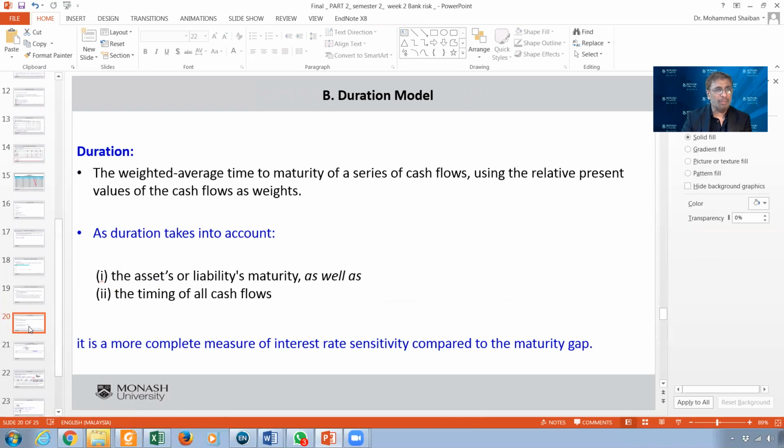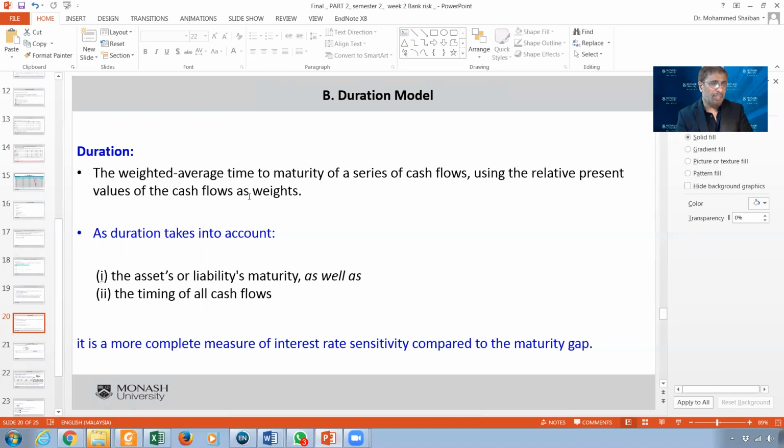Now duration is a little bit our friend. So the duration takes care of that. Duration is the weighted average of time to maturity of a series of cash flows, using the relative present value of the cash flow as weights. Now you will say, I didn't really get it. I say yes, from this wording, you can or you cannot get it, but they are talking about the cash flows, which is one of the problems of the repricing model. They have to take care of that. And I will show you the calculation now.